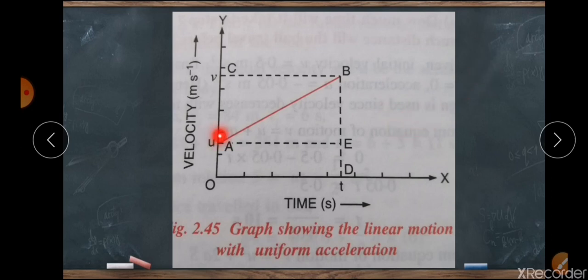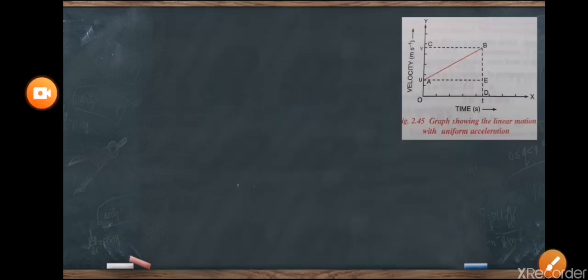Now regarding the slope of a velocity time graph, it always gives acceleration. That was the first point you have already learned. And the area under a velocity time graph will always give you displacement. So these are the two points you have already learned. Right? Now let's start deriving.